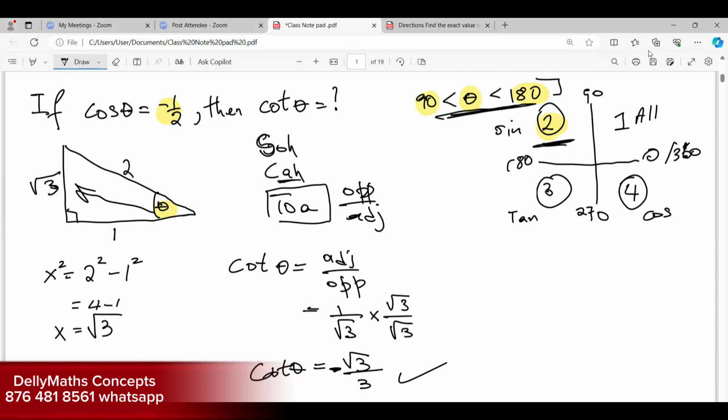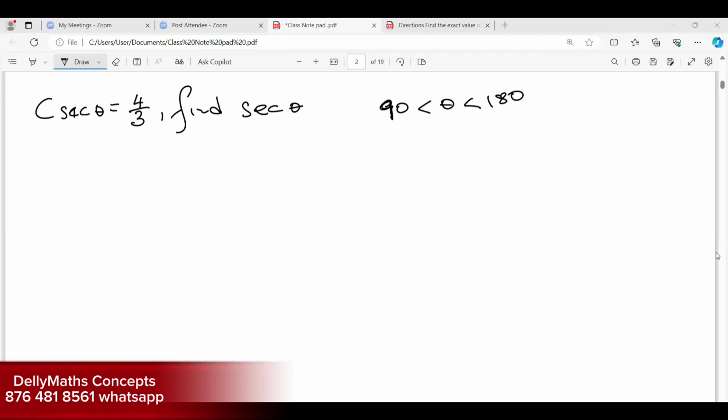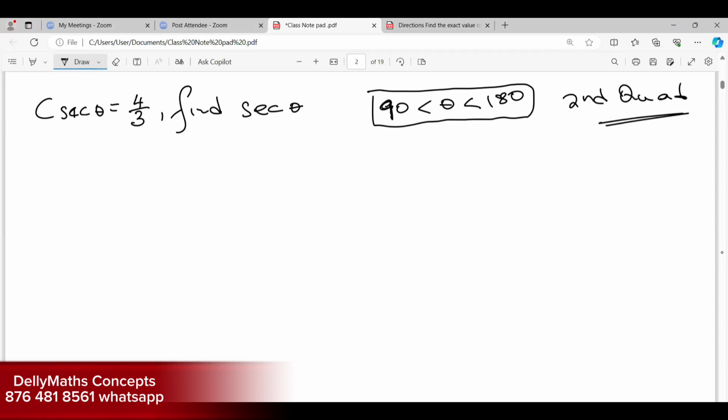Thank you. Let's look at another problem. All right, so in this second problem here, we have cosecant of theta is 4/3, and we want to find sec theta. We're still between 90 and 180. We're in the second quadrant, as you could see, right? So firstly, we want to complete the triangle, but we have to make sure that we put on cosecant first. So let us get up our right triangle.